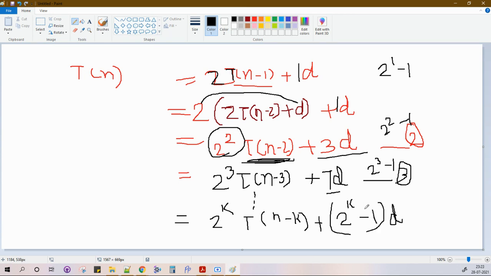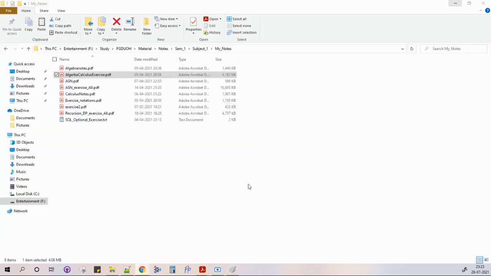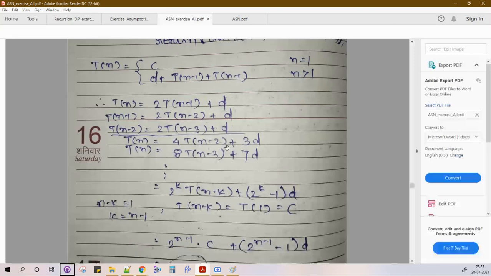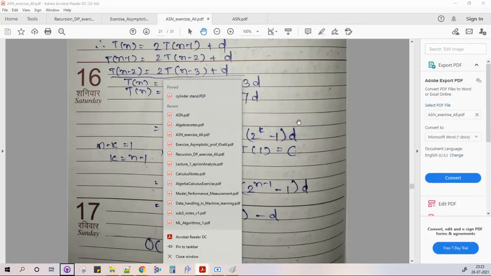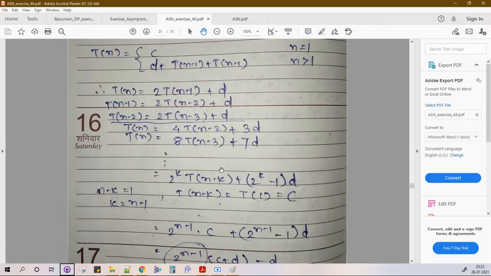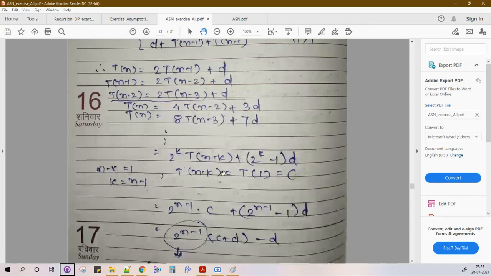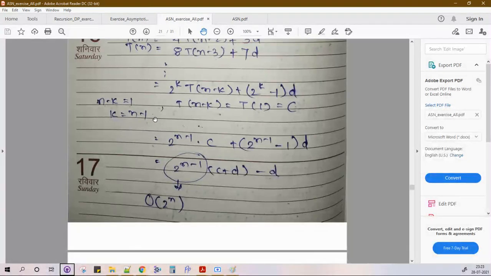We are practicing this aptitude question right now for the screening, for the interview. There we will have this kind of series questions. So 2 to the k times t of n minus k, plus 2 to the k minus 1 times d. Now this loop will terminate when n equals 1, so n minus k equals 1, k equals n minus 1, boring stuff. Now I need to see what is 2 to the k minus 1. So I can put k equal to n minus 1.